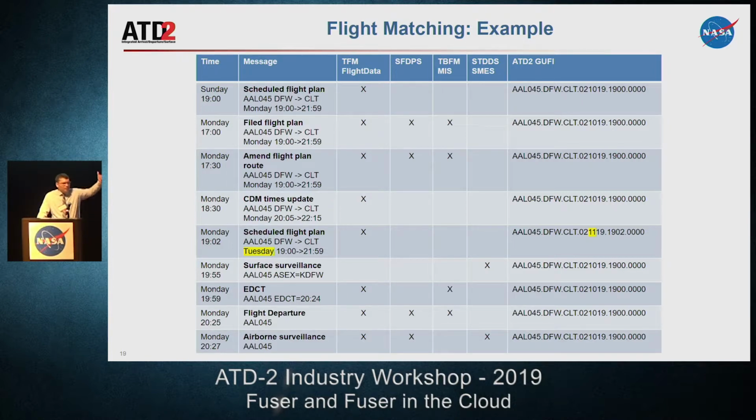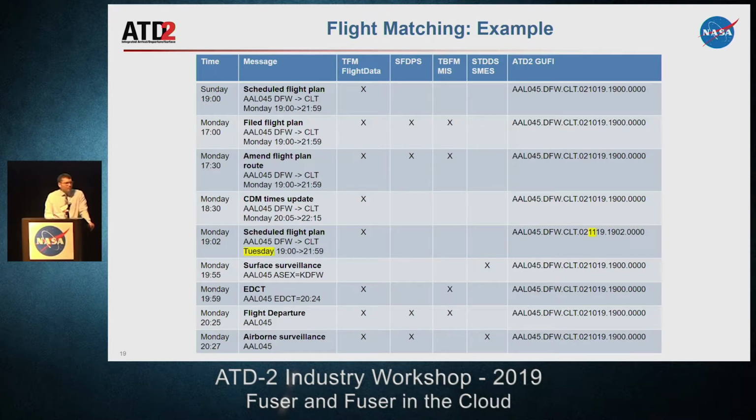But in this one you see, you go down, you've got the scheduled flight plan, filed flight plan, amended flight plan. You're getting it from multiple sources, from TFMS, STDDS, and TBFM, and you're working your way down, and it goes through the matching service, and it identifies it and says, oh, it's the same call sign, same origin, destination, times are close enough, it's got to be the same flight, and you keep going.